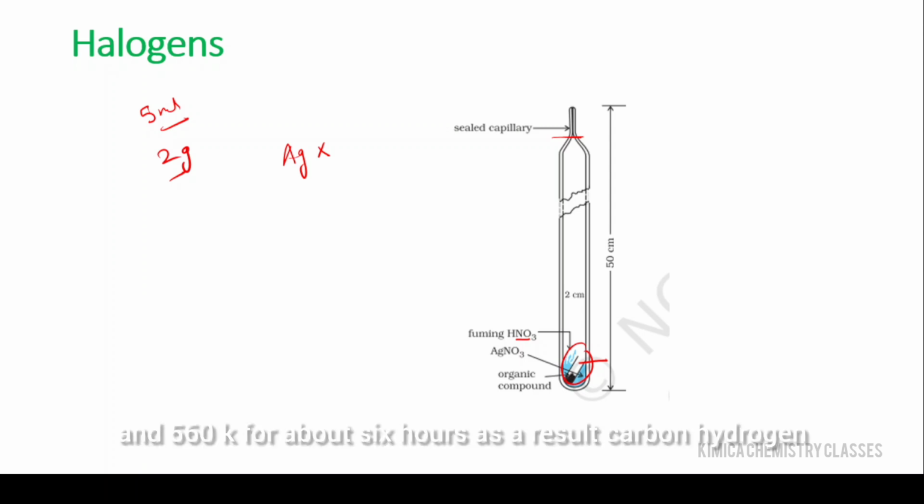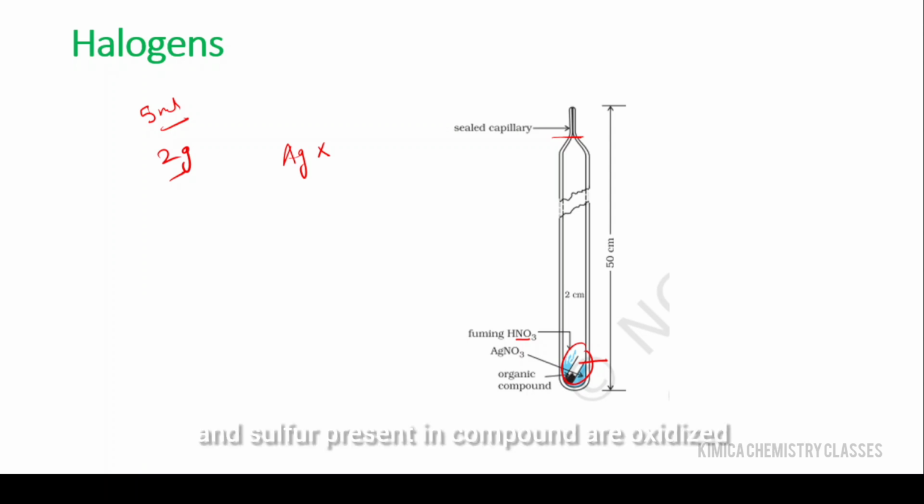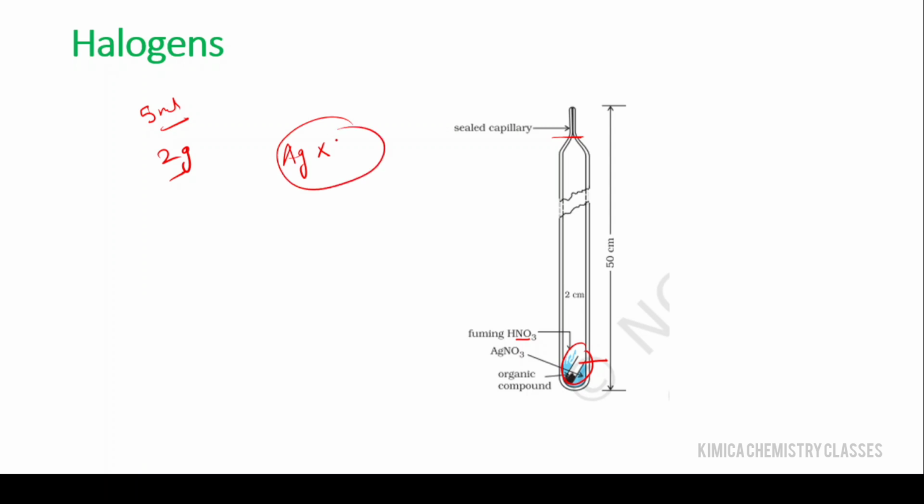As a result, carbon, hydrogen and sulfur present in the compound are oxidized: carbon is converted into carbon dioxide, hydrogen into water, and sulfur into H2SO4. The halogen present in the compound gets converted into silver halide, which is precipitated. The tube is cooled, and when the sealed capillary end is heated in a burner flame, a small hole is formed from which the gases escape. The capillary end is then cut off, and the precipitate of silver halide is filtered, washed, dried, and weighed.